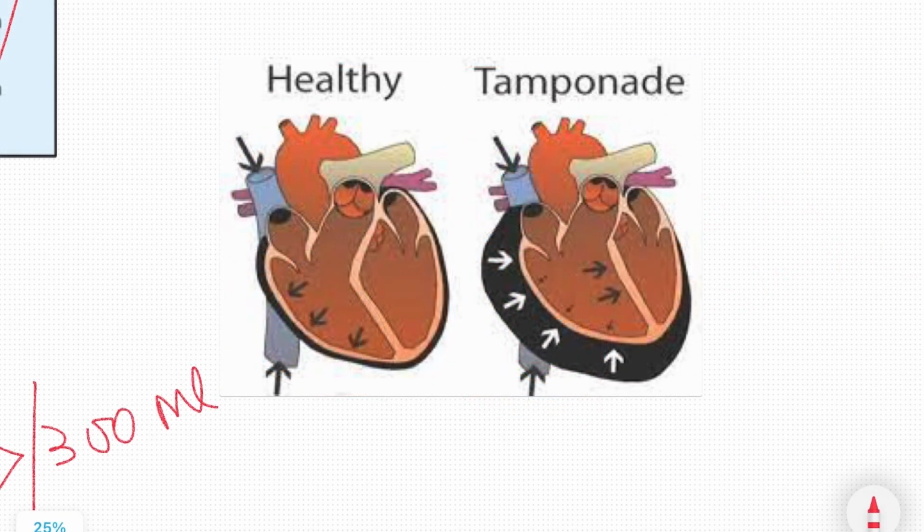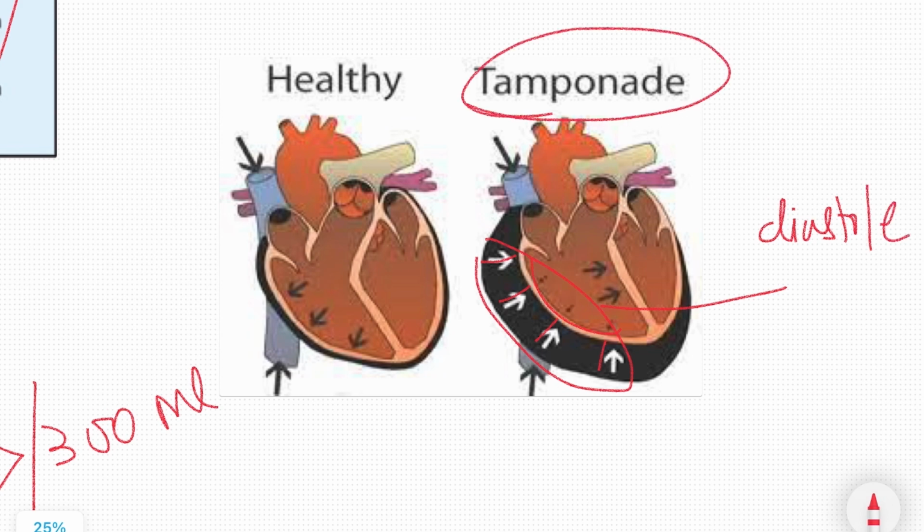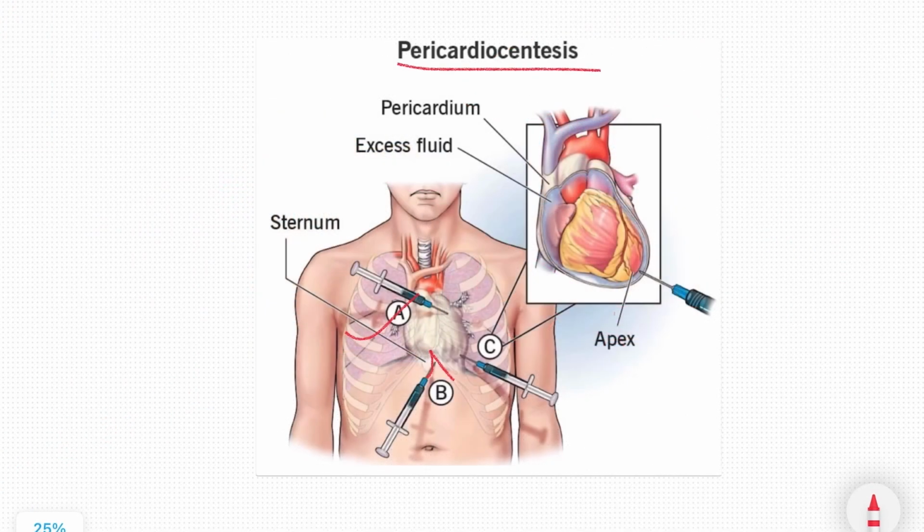The excess amount of fluid present within this pericardial cavity compresses the heart, and because of that there is no proper distension of the heart during diastole for the filling. This condition is known as cardiac tamponade. Pericardiocentesis is a procedure of aspiration of pericardial fluid from the pericardial cavity.